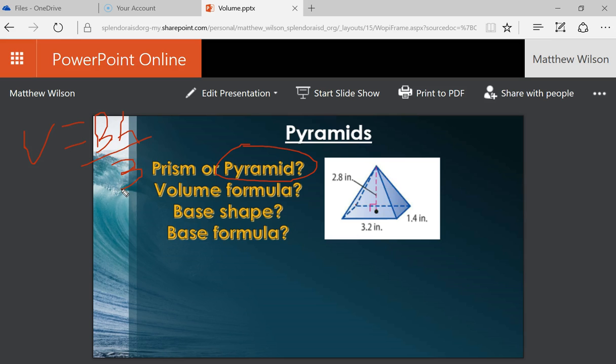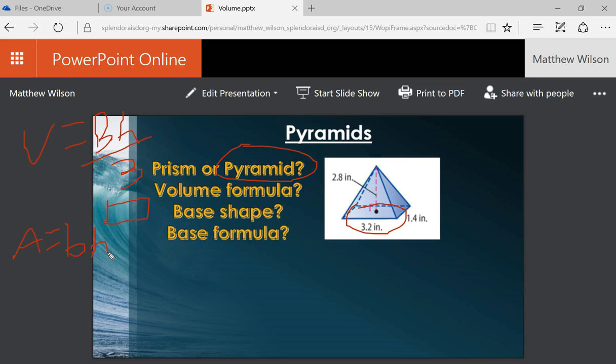I know the shape of its base just by looking at it. Looks like a rectangle. And I know the formula for the area of a base is just area equals BH, or base times height. So I'm good to go. Answer my 4 questions, I'm ready.